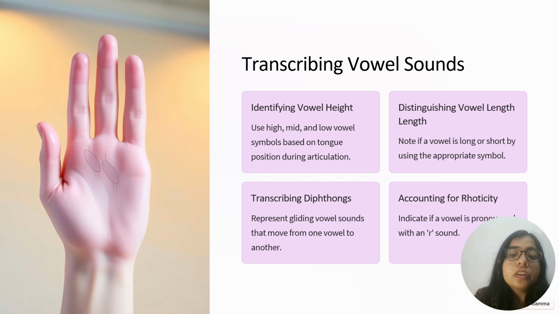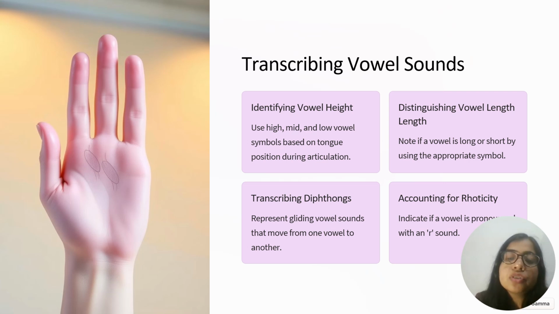So now we will learn about describing vowel sounds. First is identifying vowel height. Use high, mid and low vowel symbols based on tongue position during articulation. While you're articulating, means while you're talking, you have to note down the tongue position, whether it's high, mid or low. With that, we can provide symbols to high, mid and low vowel sounds. So that is identifying vowel height.